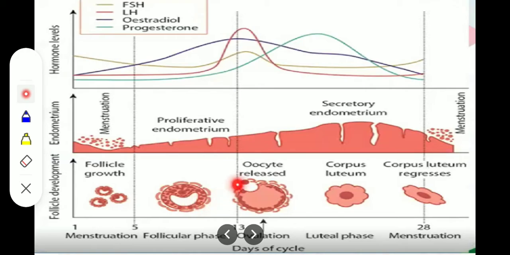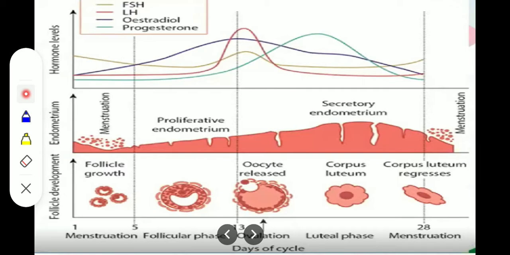And from day 13, as you can see, there is an LH surge. So ovulation takes place. And when ovulation takes place, the remnants of the follicle become the corpus luteum. And at the end of that luteal phase, the corpus luteum starts regressing. When it regresses, the progesterone level comes down, so the menstrual phase begins.